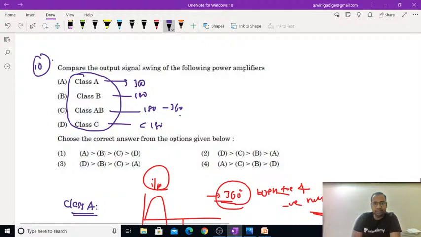What is the correct answer? What is the correct answer, guys?